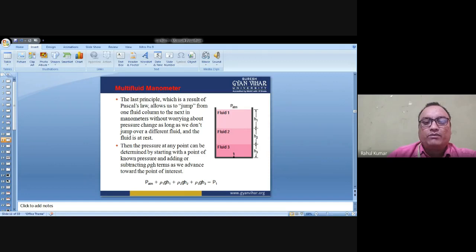This is the pressure at point 1 here. So this is the concept of multi-fluid manometers, right?